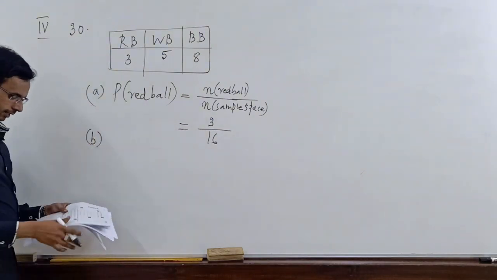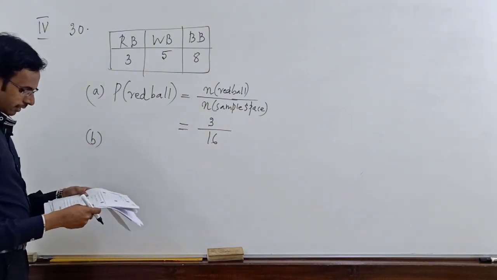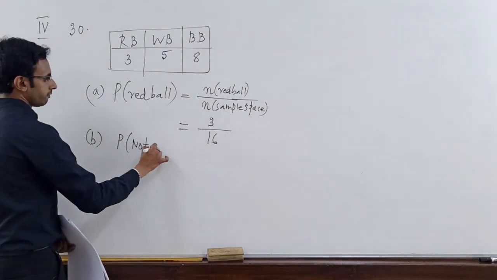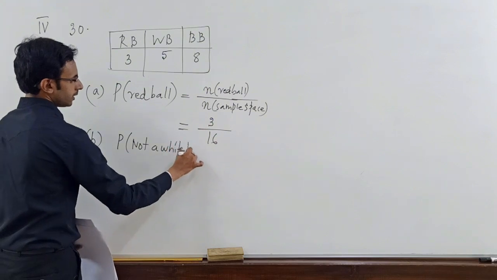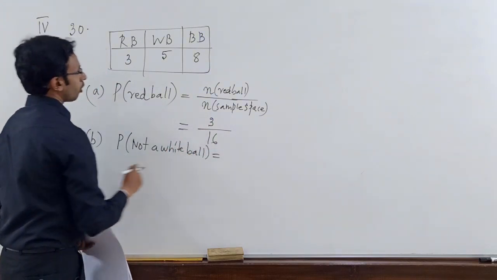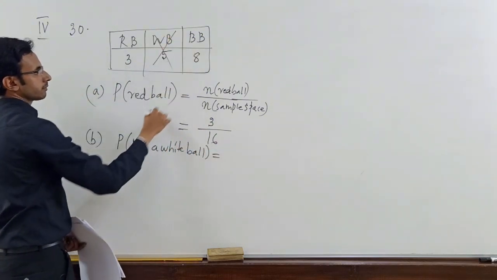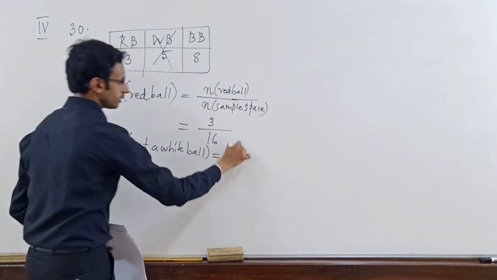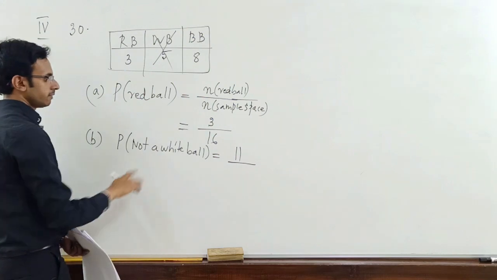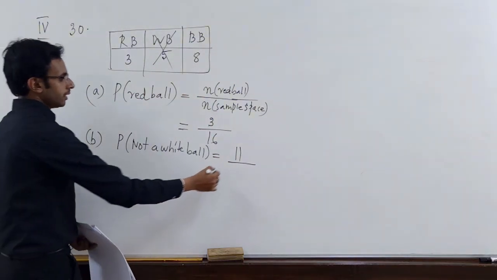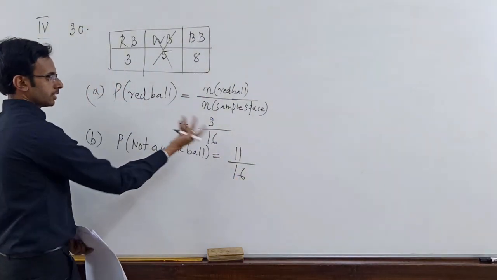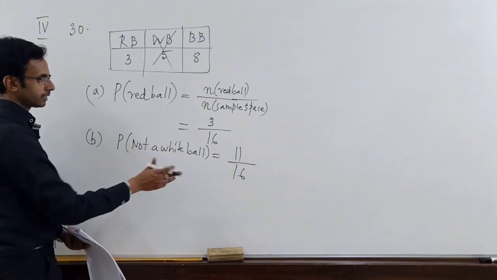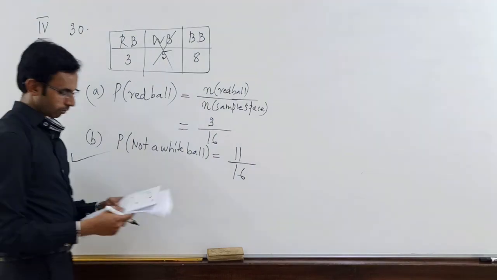So easy. Second is, find the probability that the ball taken out will not be a white ball. Probability of not a white ball. If it is not a white ball, that means excluding this, the left out options remain. 8 plus 3 will give you 11. So there are 11 balls which are not white in color, divided by the total sample space, which is again 16. So P of red ball is 3 by 16, P of not a white ball is 11 by 16. So easy problem this is.